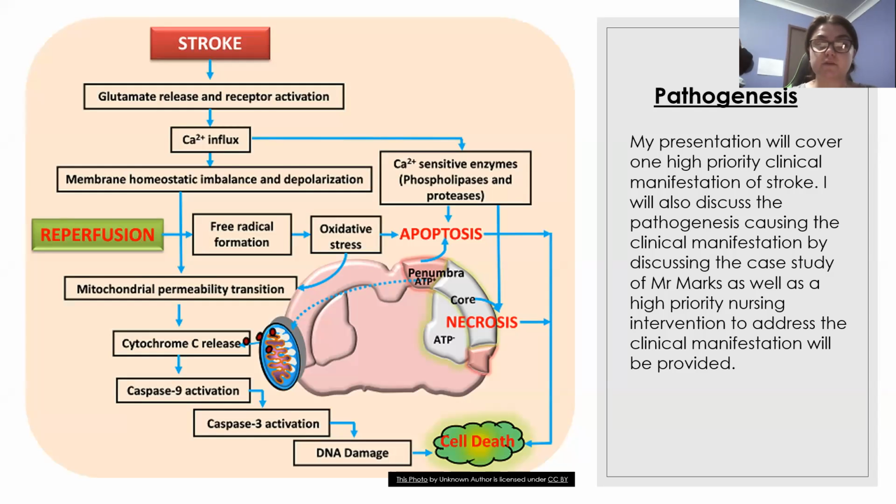So my presentation will be covering one high priority clinical manifestation of stroke. I will also discuss the pathogenesis causing the clinical manifestation by discussing the case study of Mr. Marks, and a high priority nursing intervention to address the clinical manifestation will be provided.